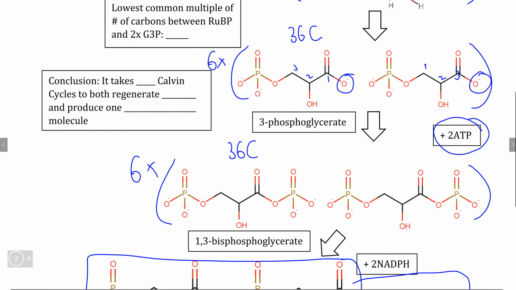The only thing that would change is if we're multiplying the number of reactions that we're doing, we also need to do the same with the ATP, meaning that for 6 Calvin cycles, we would need 12 ATP in total to phosphorylate every one of the 3-PGA molecules, because again, we would have 12 in this case here.